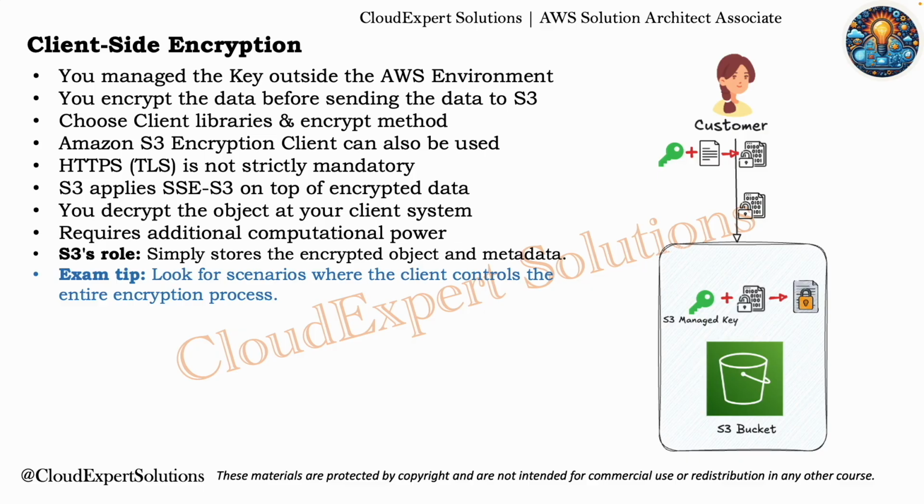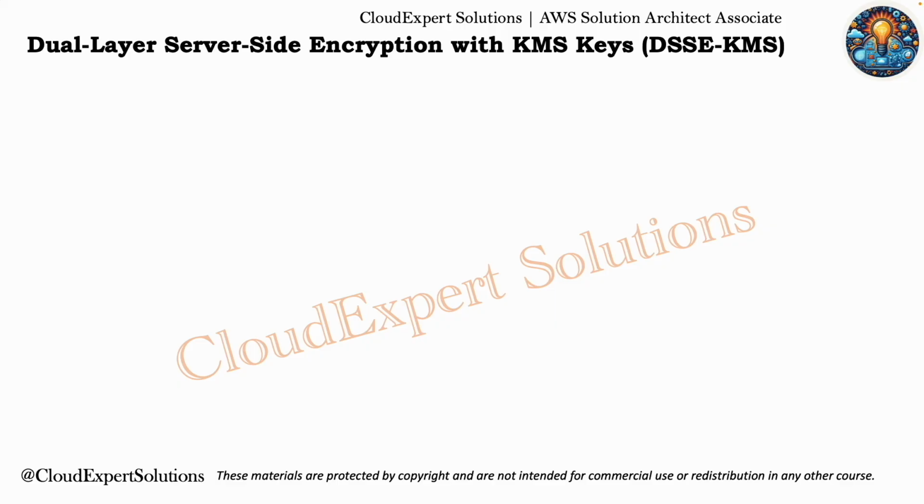Now, because of regulatory reasons, sometimes your organization requires two layers of encryption. That means you start with an encryption process at the client side, then S3 will again perform SSE-S3. To eliminate that entire thing, AWS recently launched dual-layer server-side encryption with KMS keys. This is a relatively new offering and it is not yet available for the AWS certification. However, this topic can appear any day in the AWS certification exam. That is why it's good to understand this process as well.